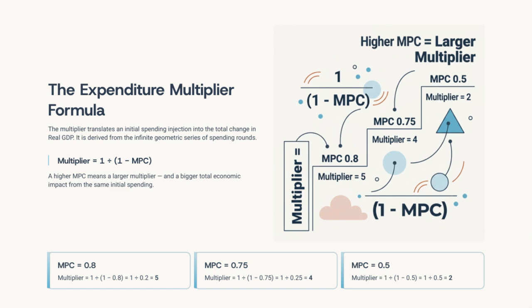The general formula for the multiplier is 1 divided by 1 minus MPC. This multiplier, essentially, translates an initial injection of spending into the total change in real GDP. It's derived from the idea of an infinite geometric series of spending rounds, where each round adds to the total impact based on the MPC. And that's why understanding the multiplier helps us see how initial spending can have a magnified effect on the economy.